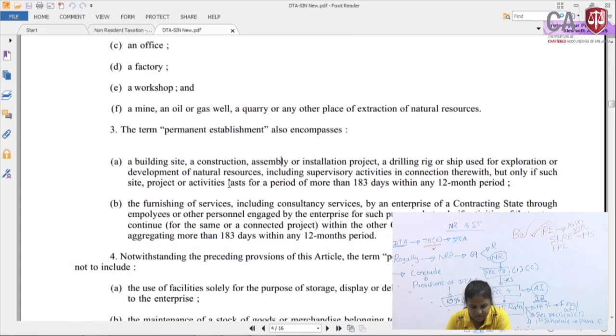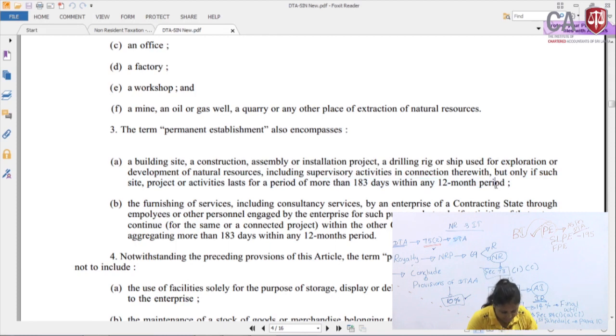Then the term permanent establishment also encompasses, please highlight or put an asterisk mark on this one, these two paras A and B. A: a building site, a construction, assembly or installation project, a drilling rig or ship used for the exploration or development of natural resources, including supervisory activities in connection therewith, but only if such site, project or activities last for a period, how many days, Lamai? A period of more than 183 days within a 12 month period.